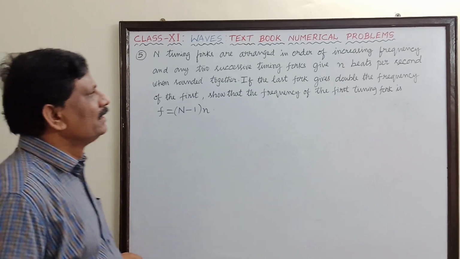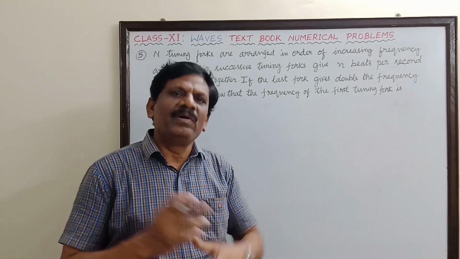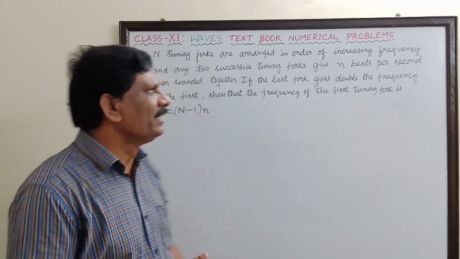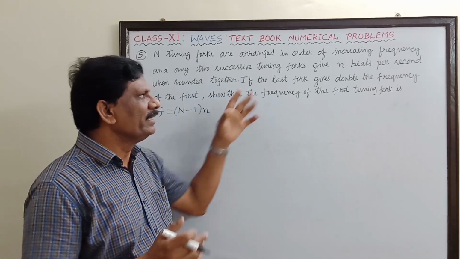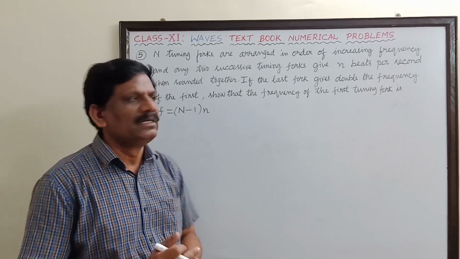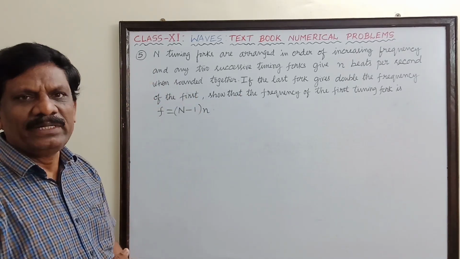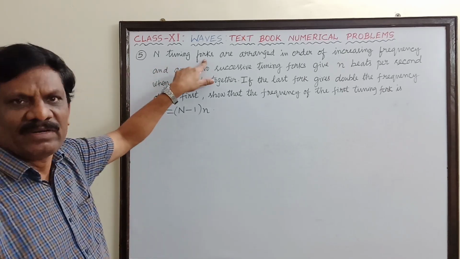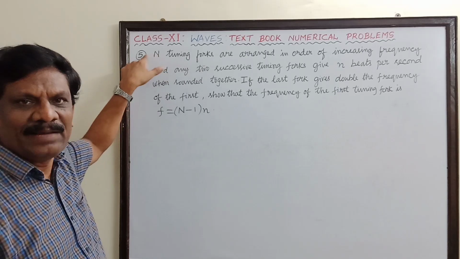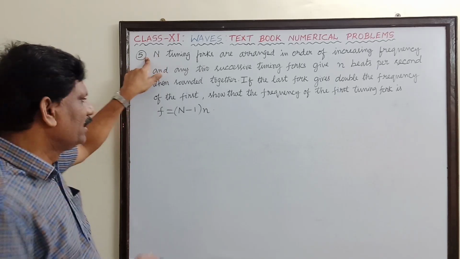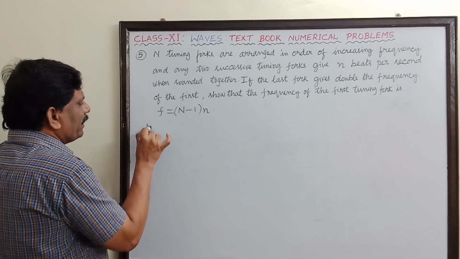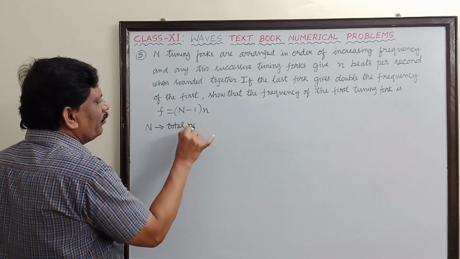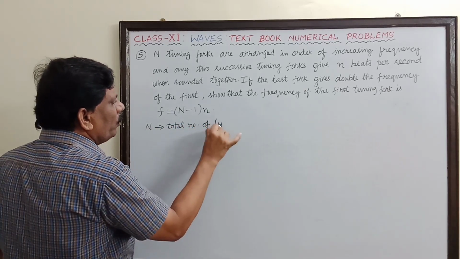So this is a very important numerical for competitive exams, and the language given here is to be understood. So read the problem thoroughly till you understand. How many tuning forks are given? First of all, you tell me. It is capital N, is it not? So capital N is the total number of tuning forks.